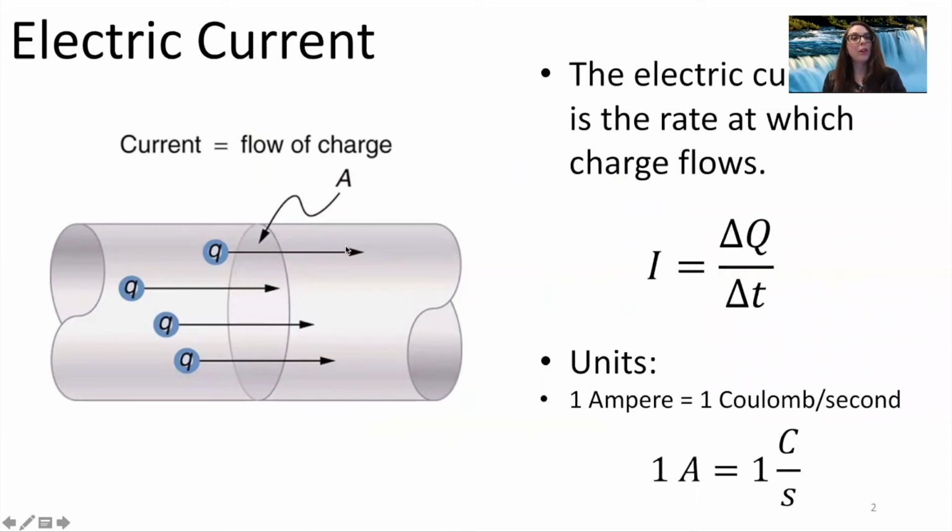So here we have charge flowing through a cross-sectional area. The units of current are amperes. 1 ampere is equal to 1 coulomb per second.